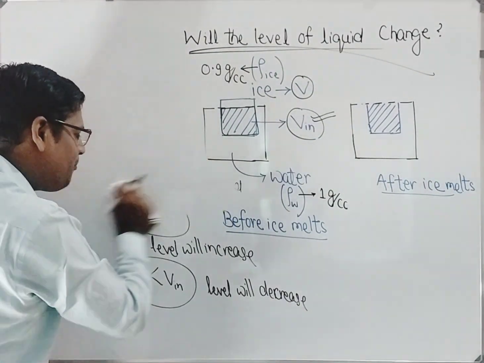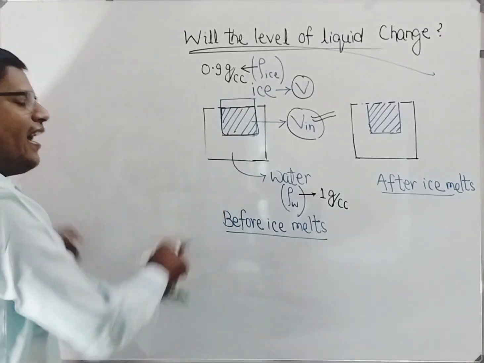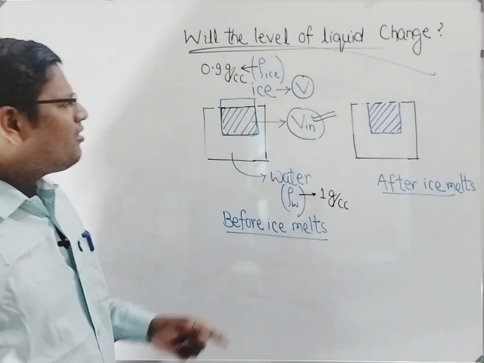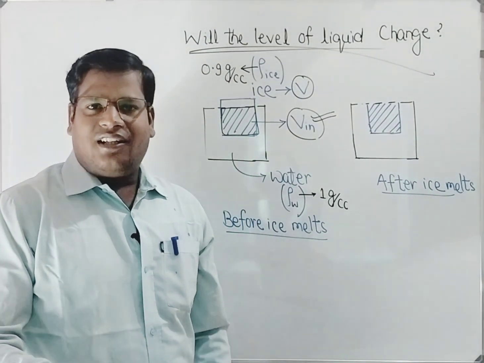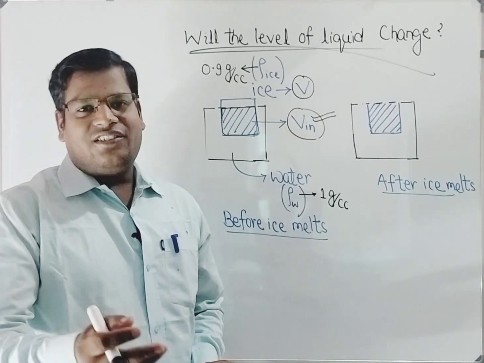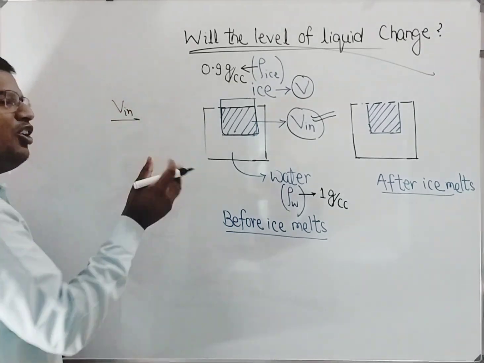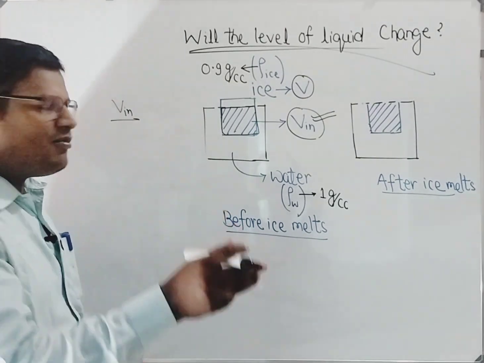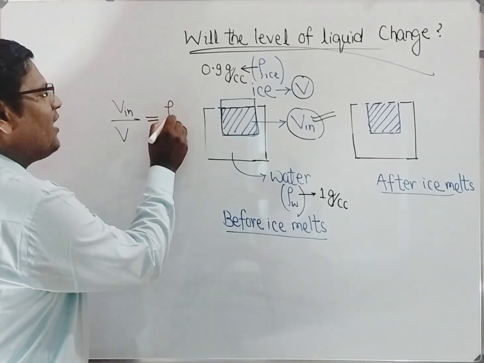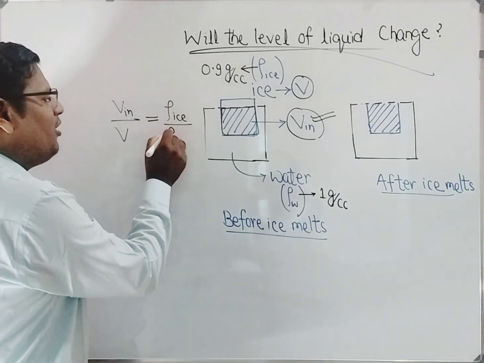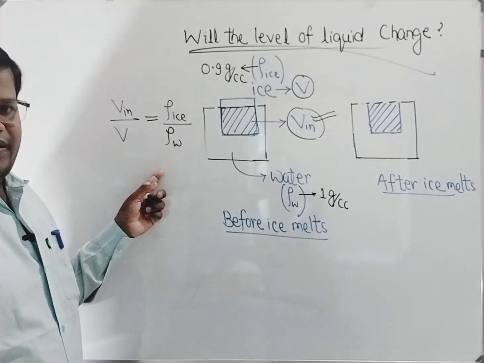Now let me calculate the volume of water formed after the ice melts, and let me also find out the volume inside. Now from the law of floatation, you might have come across this formula. I'm using just this as a shortcut. V in, the volume of the body inside or submerged, by total volume, is equal to rho of the solid by rho of the liquid. Try to remember this formula. This comes from the law of floatation.